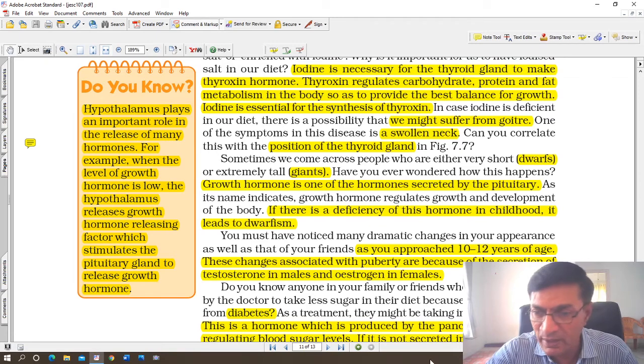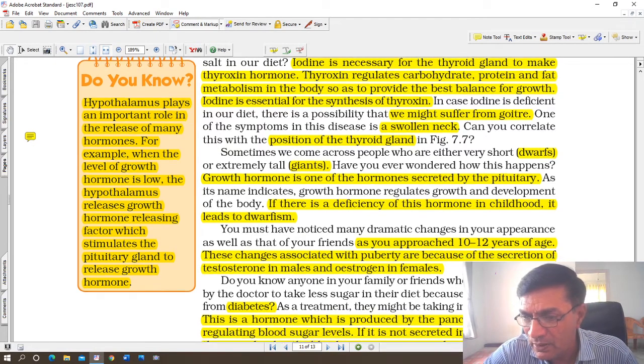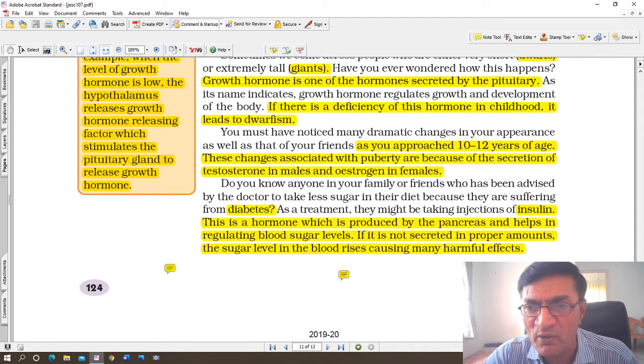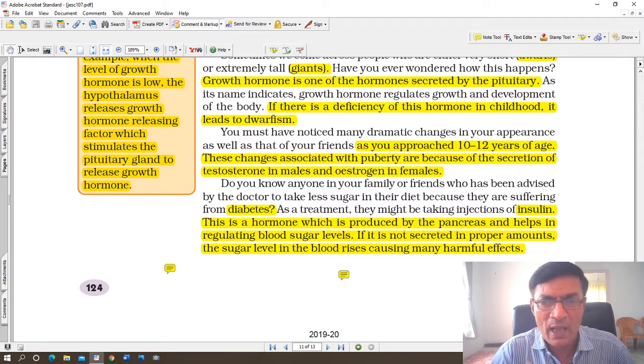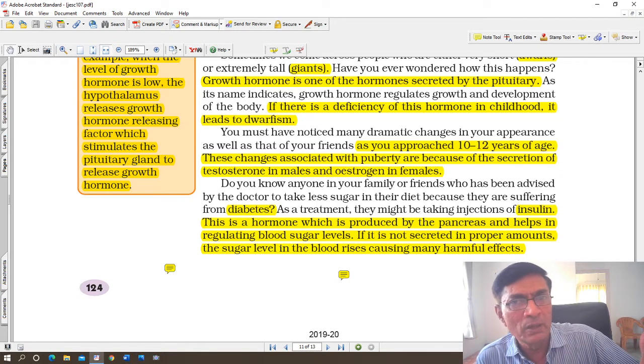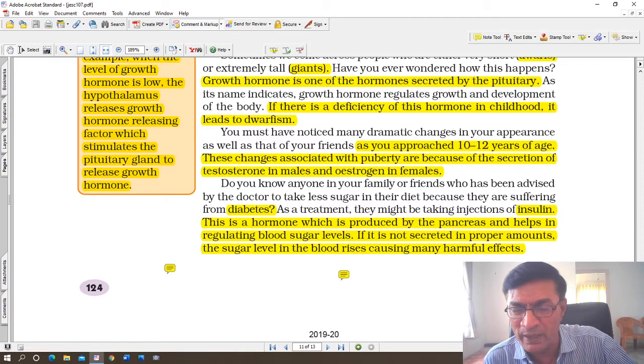Alright? Now, see, you must have noticed many dramatic changes in your appearance as well as that of your friends as you approach the age of puberty. 10-15 साल के हो जाते हैं तब तक आपकी बॉडी में, शरीर में चेंजेस आ जाते हैं. That is called onset of puberty. Okay, girls become slightly heavier in the hips. The hips enlarge. Okay, the breasts make an appearance.